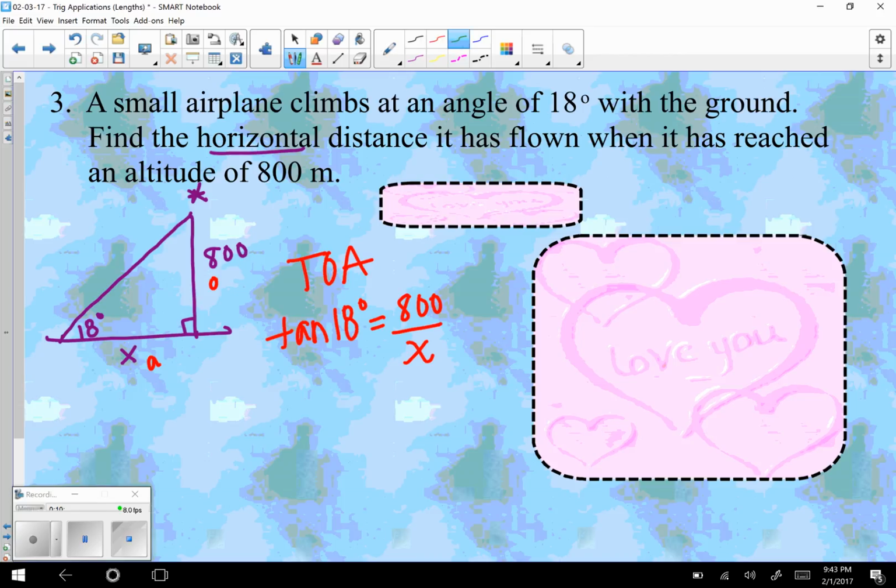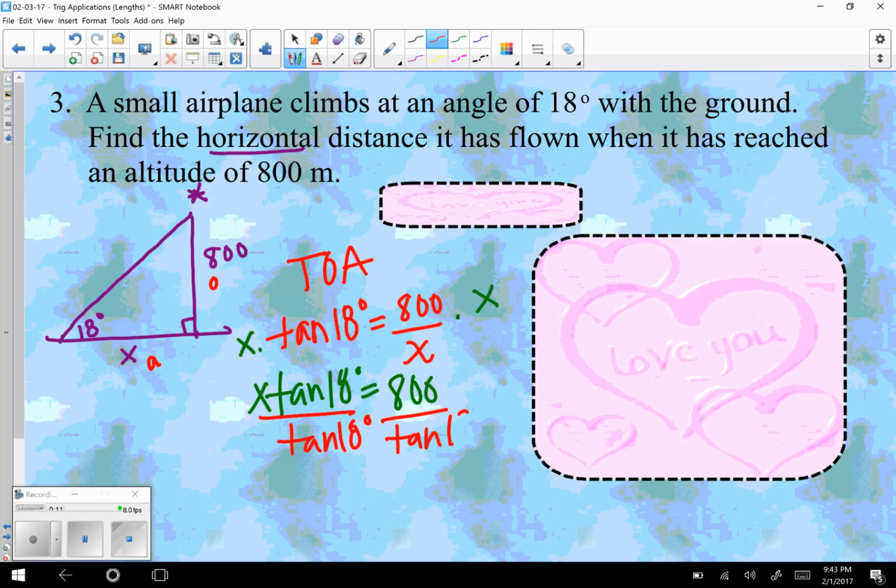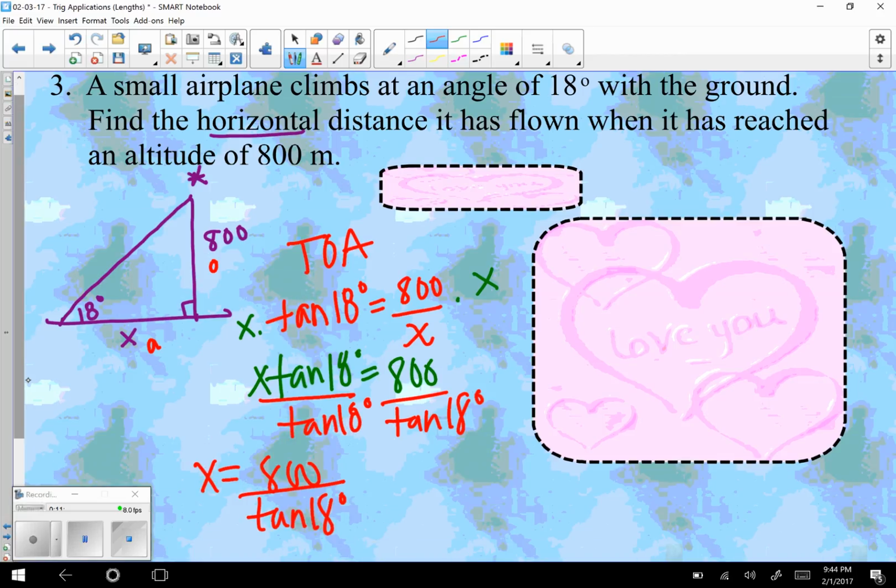Okay, so this is a little bit different. Now I have this x in the denominator. You could take tangent of 18 degrees, put it over 1 and cross multiply, or just multiply both sides by x. You get x times tangent of 18 degrees equals 800, and then come back and divide both sides by tangent of 18 degrees. So x is equal to 800 divided by tangent of 18 degrees.